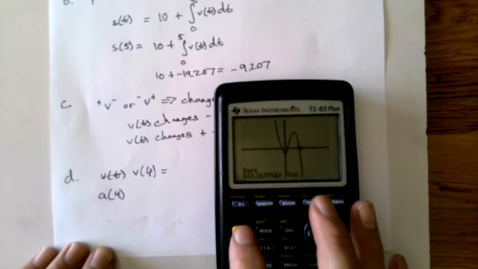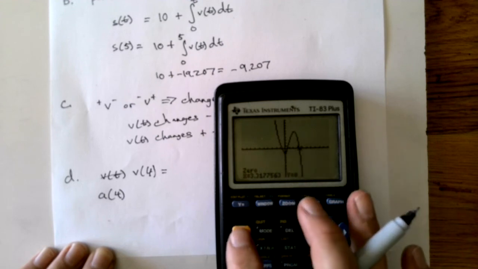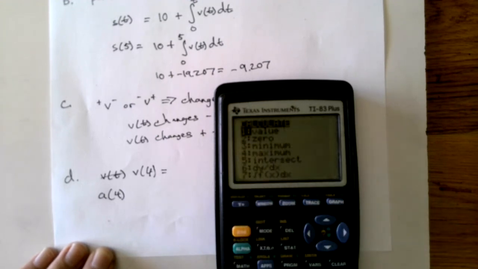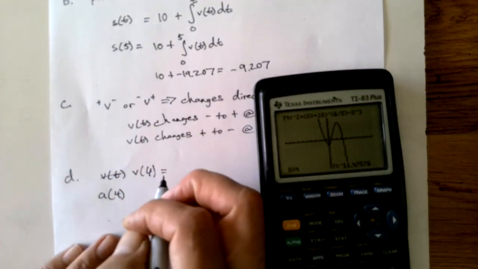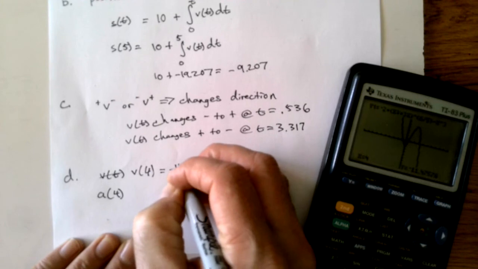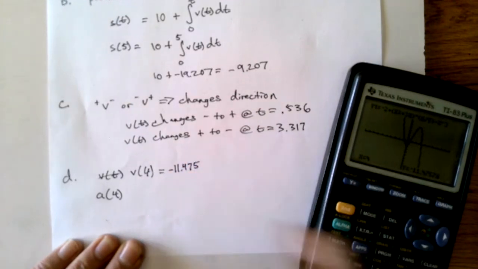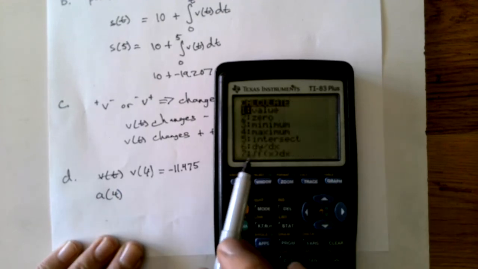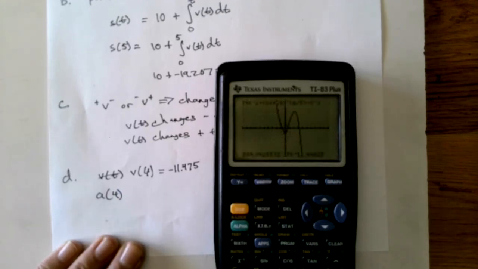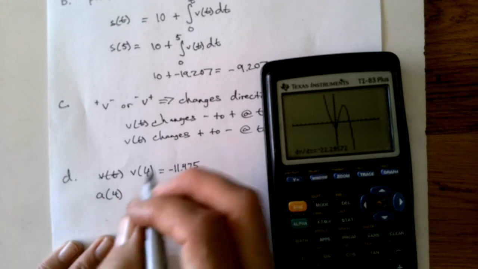So I go into my calculator. This is the velocity function. In order to calculate a value, I do number 1. And I'm going to calculate the velocity function at time 4. I get negative 11.475. And then finally, the acceleration. Acceleration is the derivative of the velocity function. I do that by calculating number 6. And finding the derivative at number 4, it gives me negative 22.295.